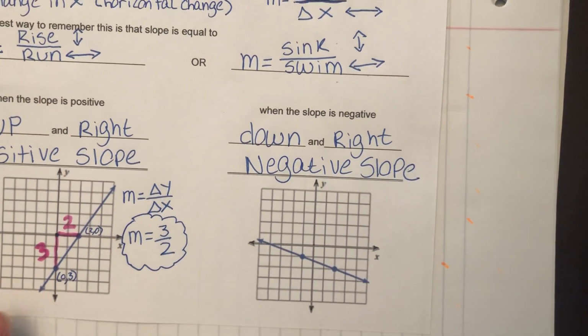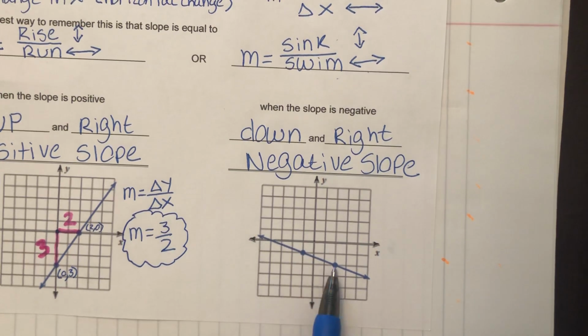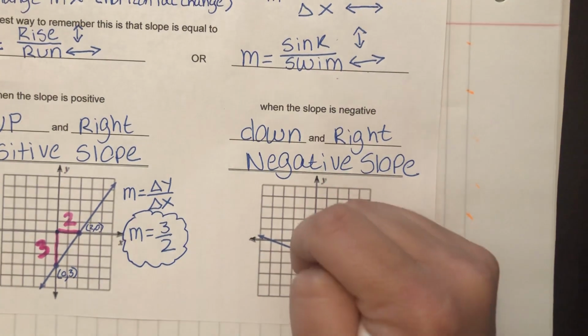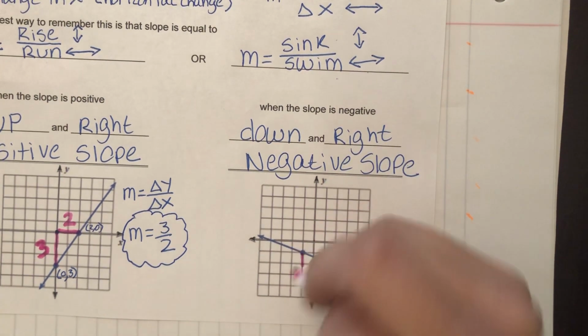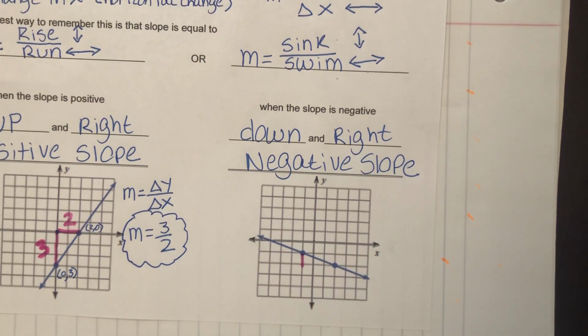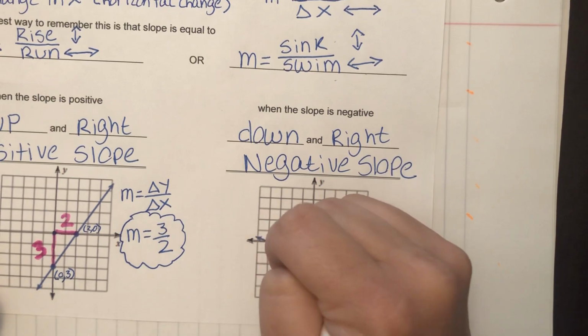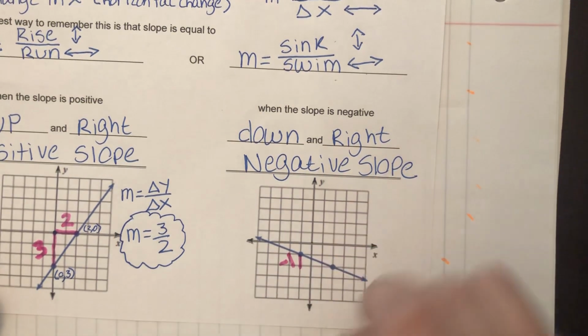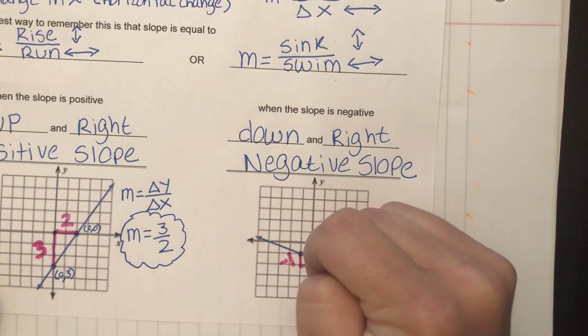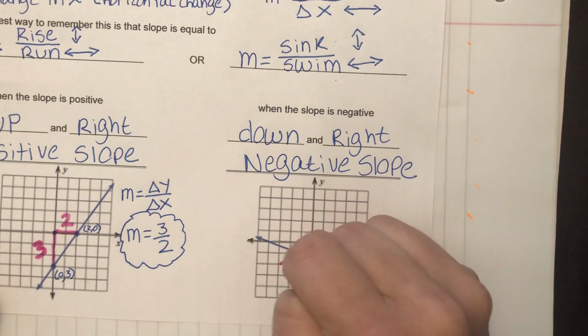So if we look at our graph, we already have 2 points identified. We're going to calculate the sink and swim, so our slope of this line. How many units down and how many units right to get to our next point? So I am going 1 unit down. So the slope, or the vertical change, is we're going down 1. So that's -1. And then how many units to the right are we going? We're going 1, 2, 3. That's a +3.